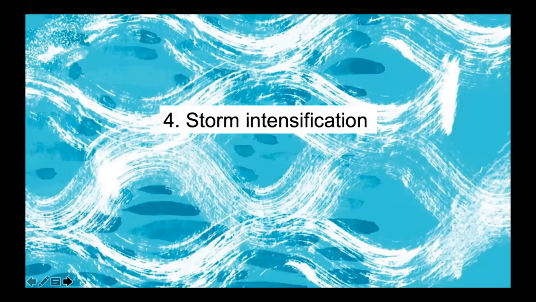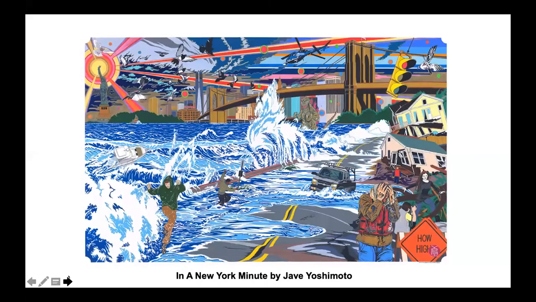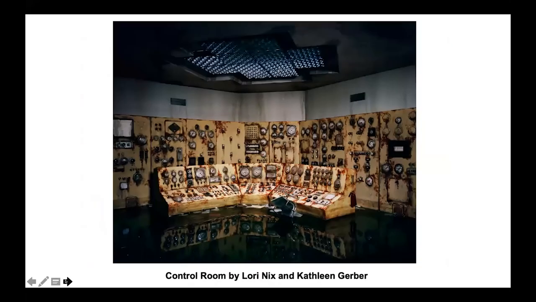Related to that is storm intensification. Here you see a painting by Jane Yoshimoto called In a New York Minute. The storms, especially hurricanes and monsoons, as ocean temperatures rise, they feed the intensity of storms, the higher wind speeds, greater concentration of rain dropping from those storms. And we've seen that in the news almost daily.